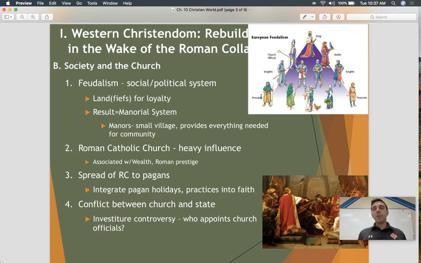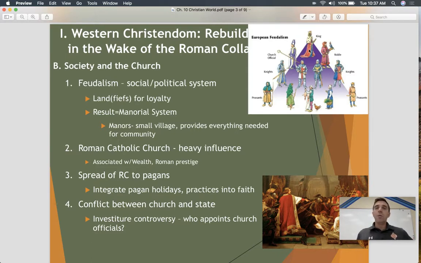Feudalism oftentimes will be showcased with this pyramid. You get used to seeing that if you're ever thinking feudalism. And the whole basics of the system is you're loyal to someone else higher up on the totem pole for protection and for land, basically.